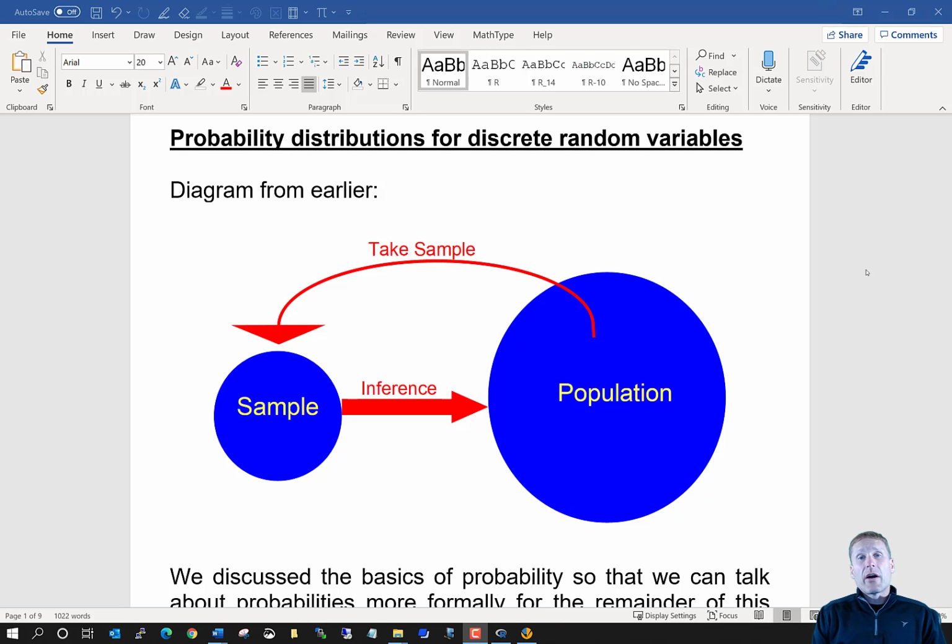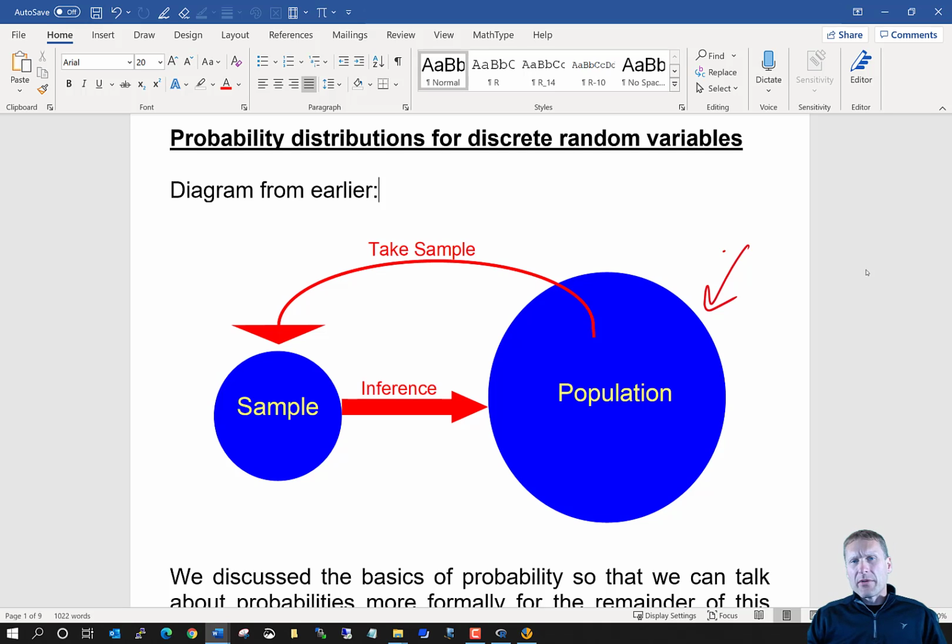Okay, next we're going to talk about probability distributions for discrete random variables. And to help set this up for us, let's take a look at this diagram that we saw at the very beginning of the course. So just to review, we have this population of items or objects, and it's very, very large. It's hard to get at every single item.